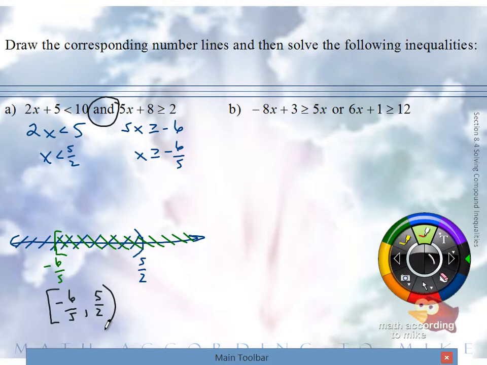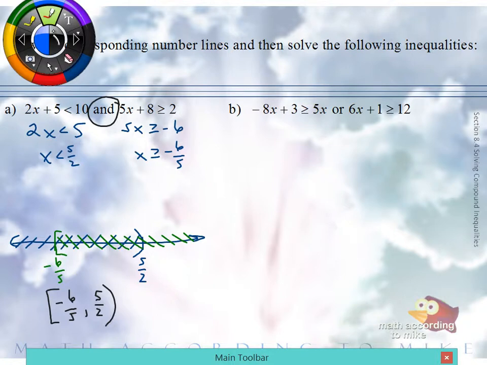Alright, you're done. What if instead of and this said or? What would you do? Careful. No. So or says take whatever's shaded. What's shaded? The whole thing. -infinity to +infinity.